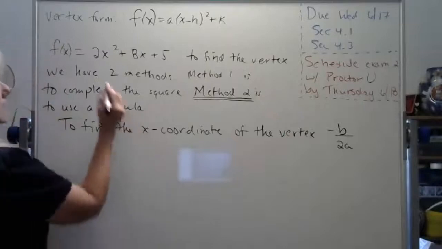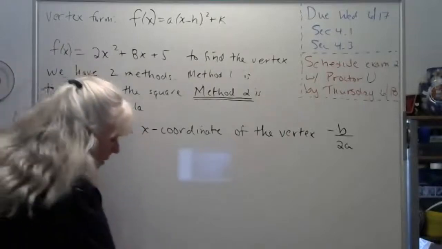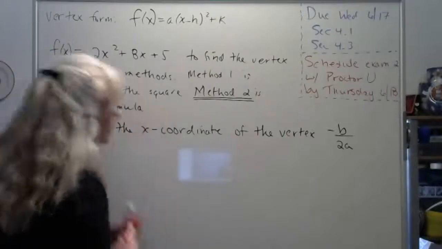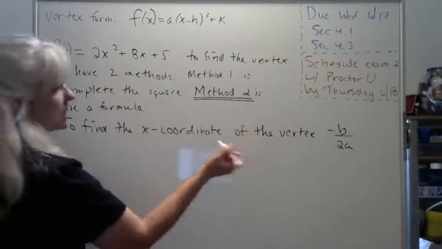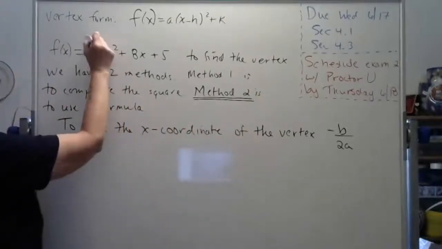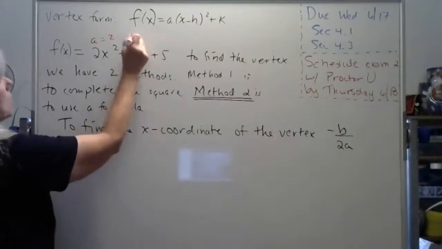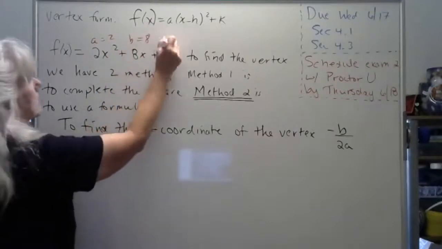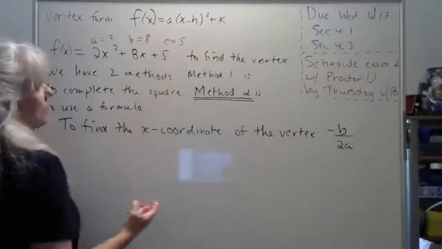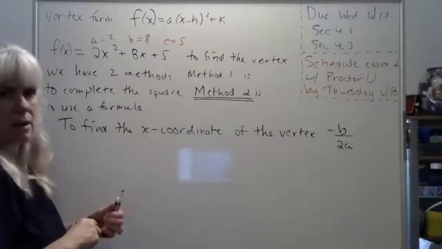So for us, again, remember that this is a quadratic function sitting up here. So when I talk about the a and the b, the a is that 2, the b is our 8, and c would be 5 if I needed it, but that's where the a and the b are coming from.